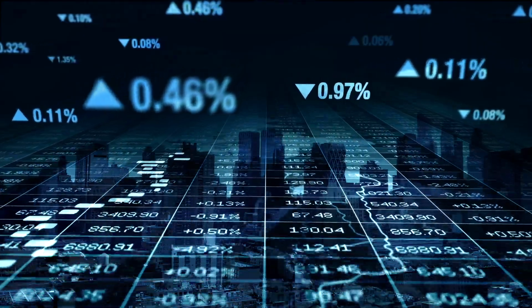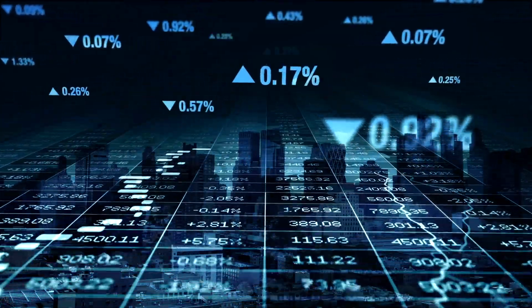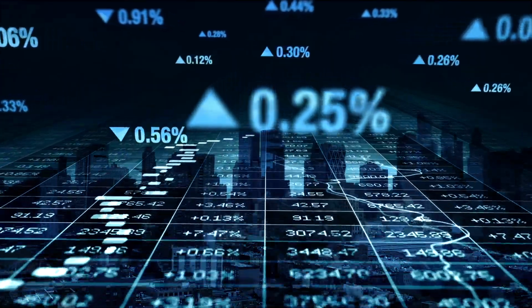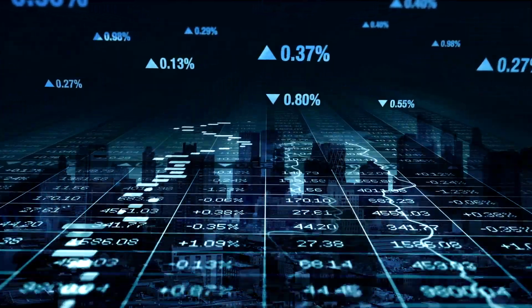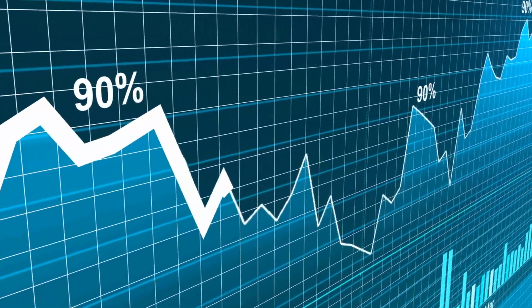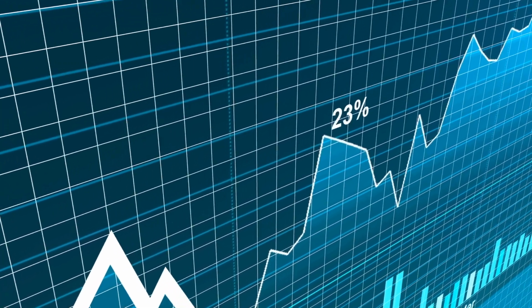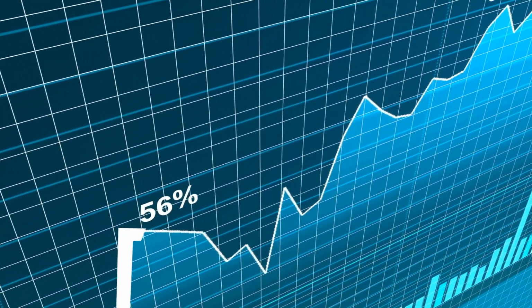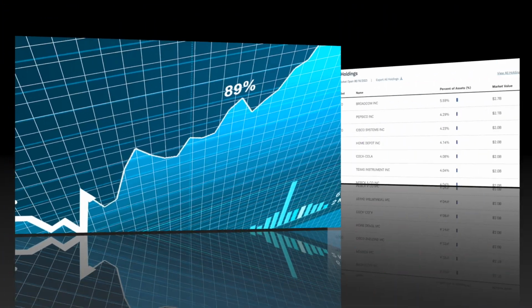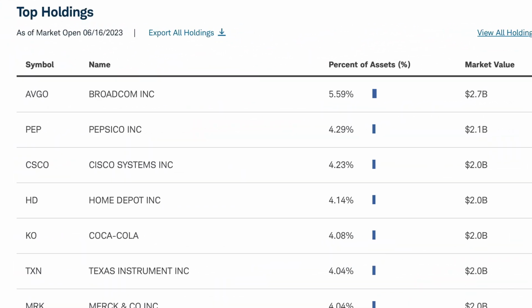Right now, let's dig a bit deeper into the holdings and sector breakdowns. SCHD's index allows for a maximum allocation of 4% to any individual stock, while DGRO's index caps the maximum allocation at 3%. Both allocation thresholds are in place to allow for more diversification to smaller companies, but each fund can still be considered top-heavy, with the largest companies making up the bulk of each portfolio. The 5 largest holdings in SCHD as of June 16th were Broadcom at 5.59%, Pepsi at 4.29%, Cisco at 4.23%, Home Depot at 4.14%, and Coca-Cola at 4.08%. You'll notice that all of these positions are above the 4% allocation allowance, primarily driven by recent market movements.